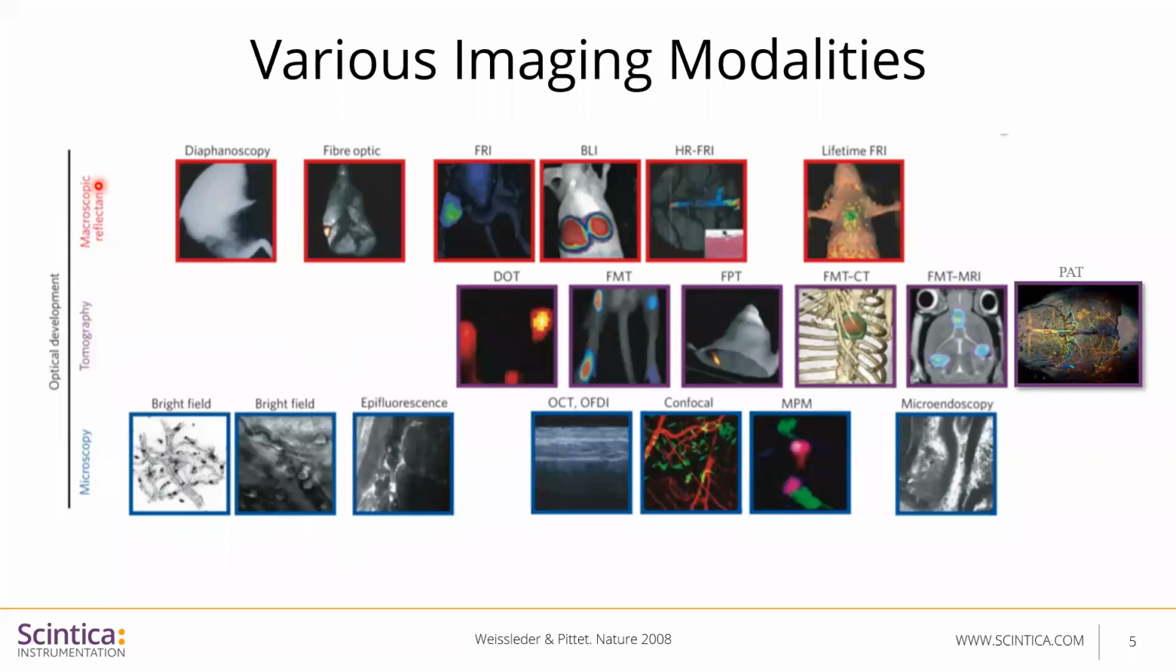For example, as you can see in this figure, based on the spatial resolution, for example, macroscopic, microscopic, or tomographic view, we can characterize or differentiate different imaging modalities. For microscopy, we use bright field imaging or confocal microscopy. For tomography, we have fluorescence tomography or photoacoustic tomography. And for the macroscopic reflectance, we have bioluminescence imaging or lifetime FRI.